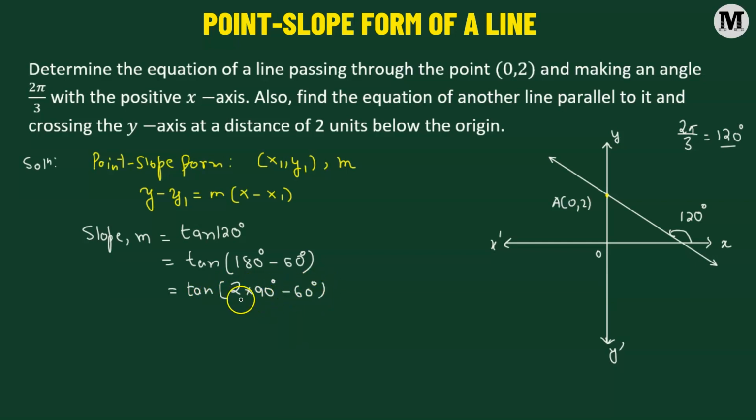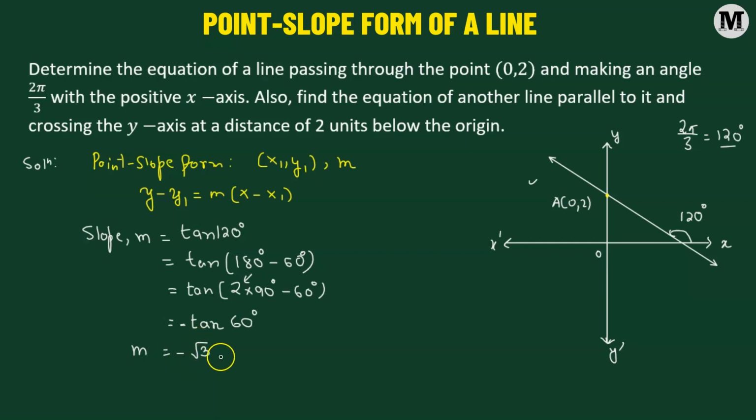Here 2 times 90 means it's an even multiple of 90 degrees. Whenever we have an even multiple, tangent is going to stay as the tangent function, but the new angle is going to be 60 degrees instead of 120 degrees. We also have to take care of the sign, because the number 2 represents that we are in the second quadrant. In the second quadrant, the tangent function is always negative. So our result is negative tan 60 degrees. Tan 60 degrees has a standard value of root 3, which means that the slope of the line comes out to be negative root 3.